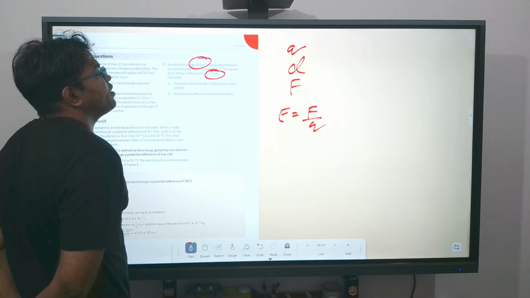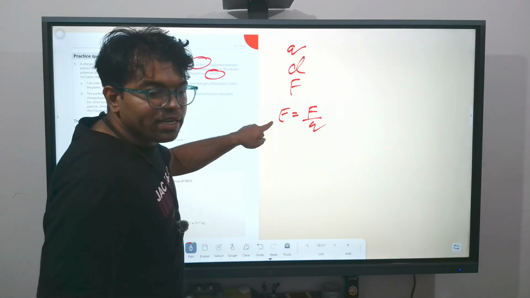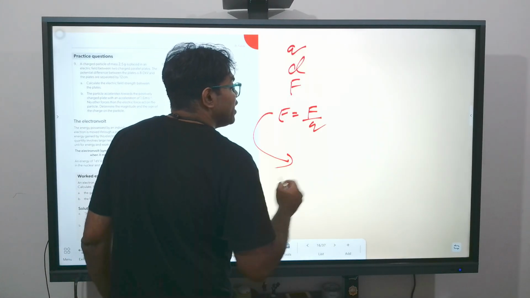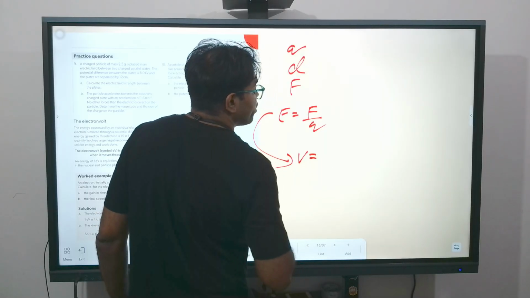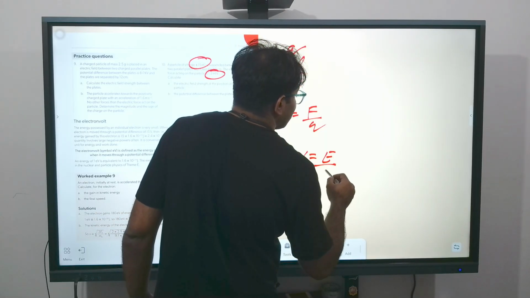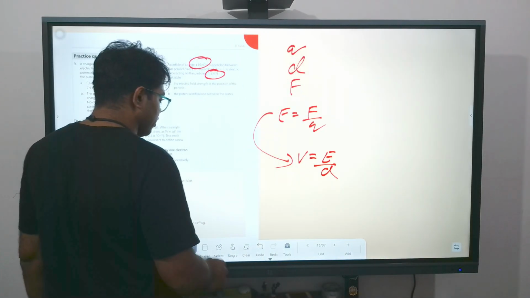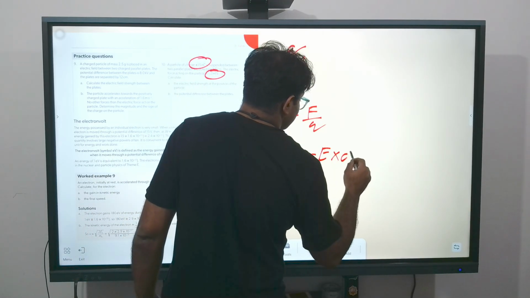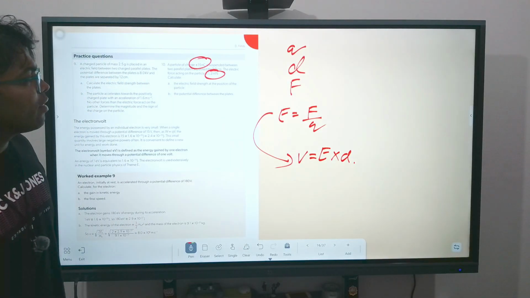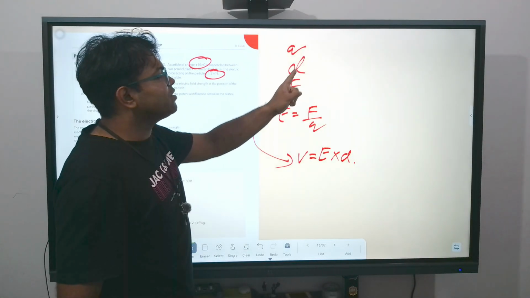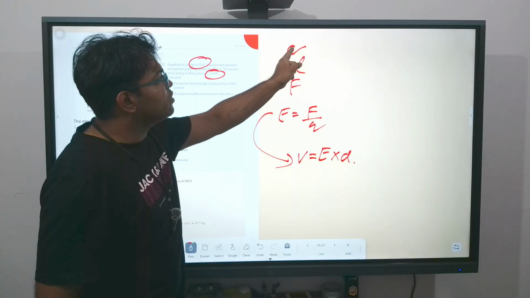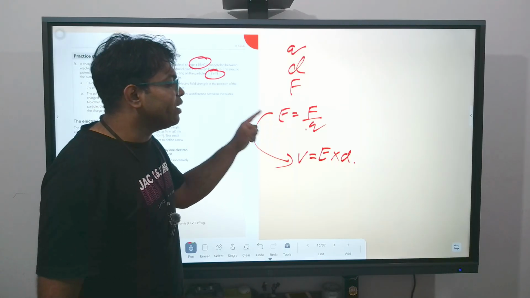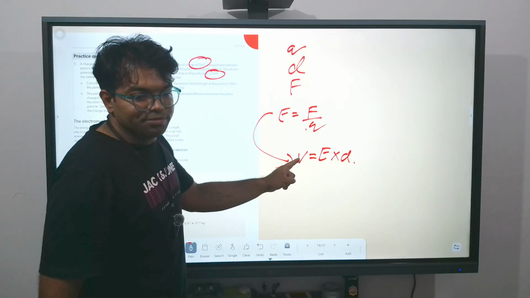Now the potential difference between the plates. From the first question you know the electric field. This electric field can be used to find the potential. Potential will be equal to what? Electric field into distance. So you knew the charge, you knew the distance, you knew the force. By using the charge and the force, you calculated the electric field. By using this electric field, you were able to calculate the potential.